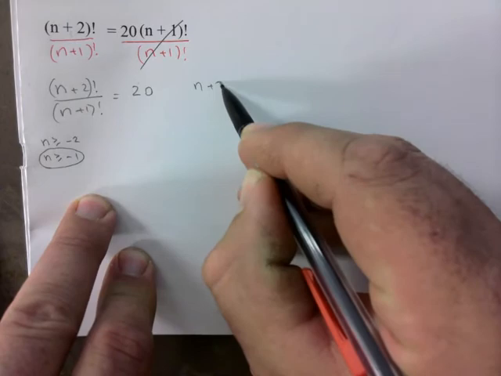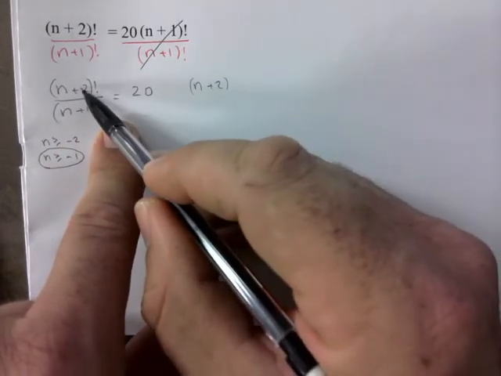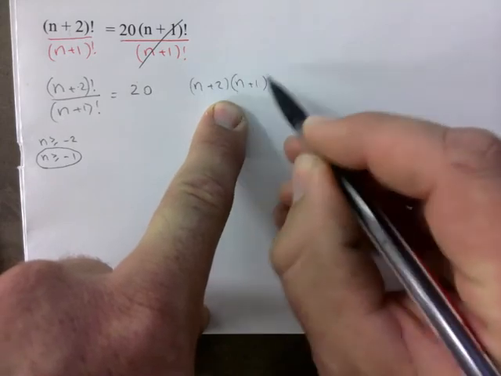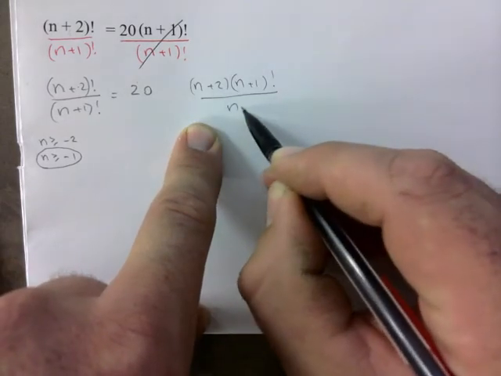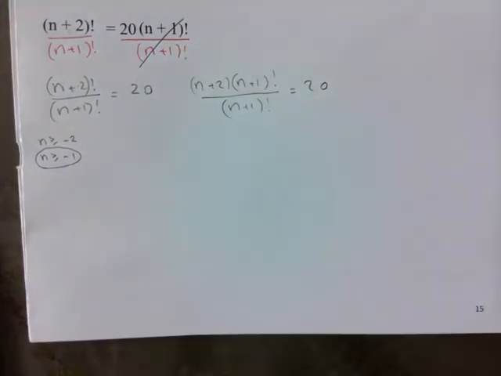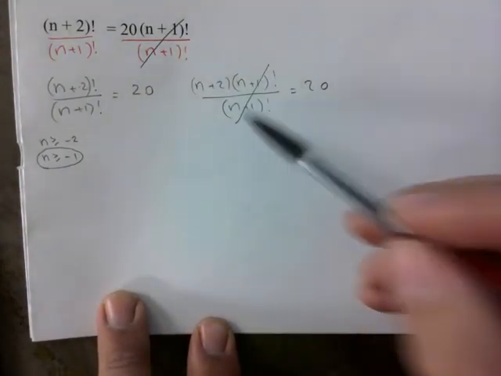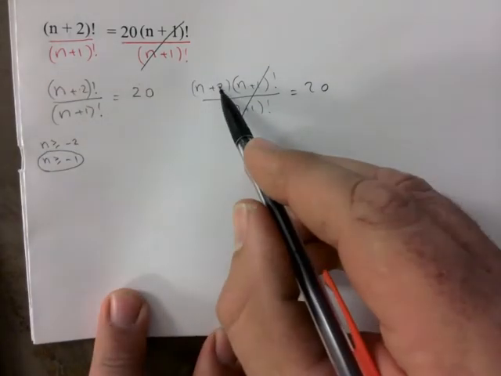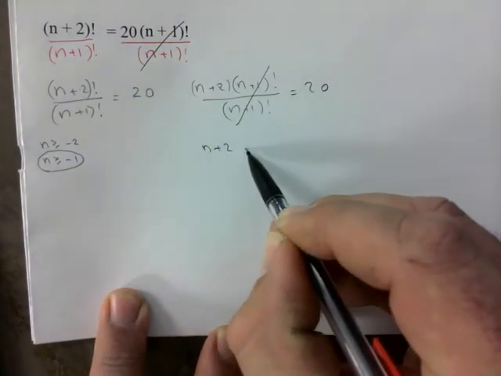N plus 2, this is the greater expression. So n plus 2 times n plus 1 factorial over n plus 1 factorial. This one is actually not too bad, as you will see. You cancel out the n plus 1s, and you're left with n plus 2 is equal to 20.